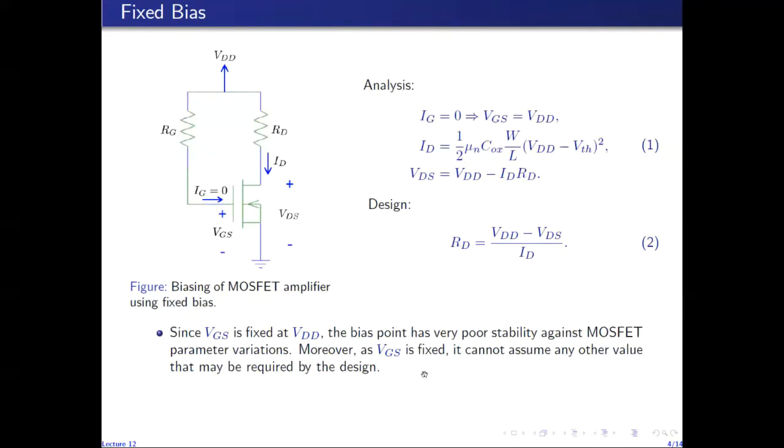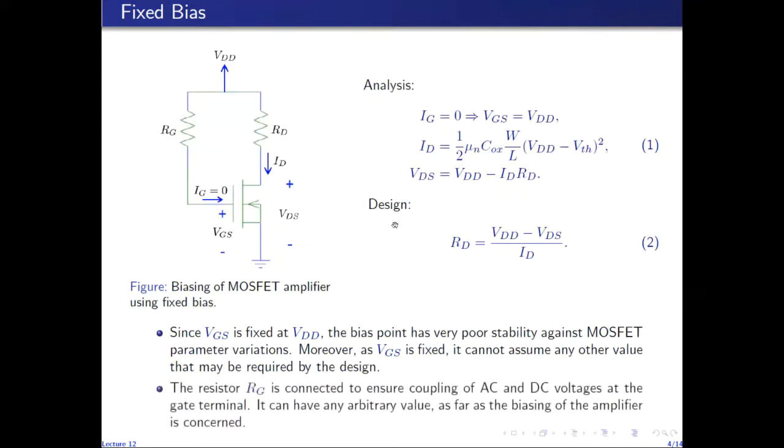Moreover, since VGS is fixed, the gate voltage cannot assume any other value as may be required by the design, because in this configuration, VGS is a fixed VDD. And like I said, RG can have any arbitrary value as far as the biasing of the amplifier is concerned.